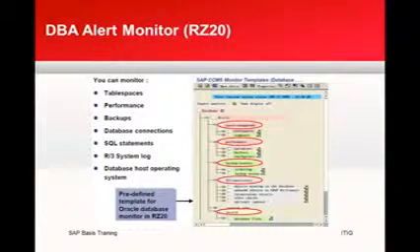RZ20 is quite important from the monitoring, that is the CCMS point of view. Here you can define the different monitoring templates. You can monitor, say, table spaces, performance, backups, and database connections. You can monitor SQL statements, system logs, and the database host operating system as well can be monitored from this.